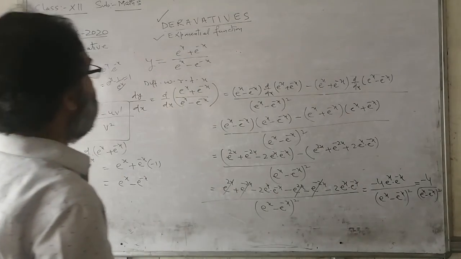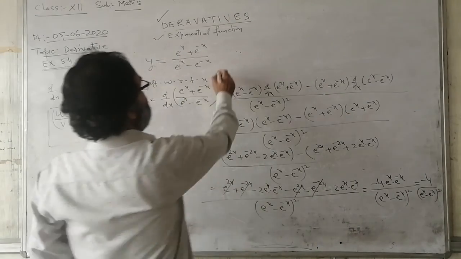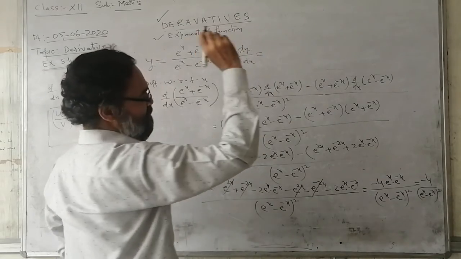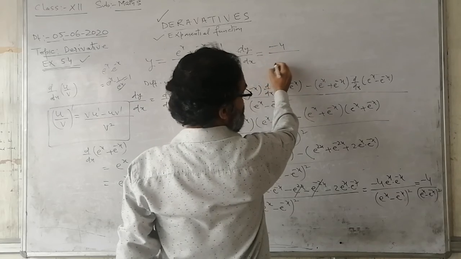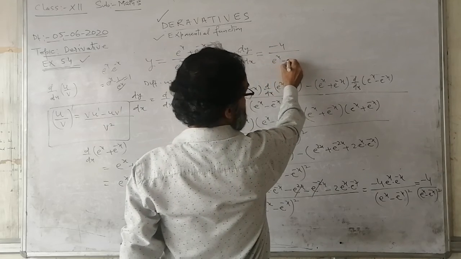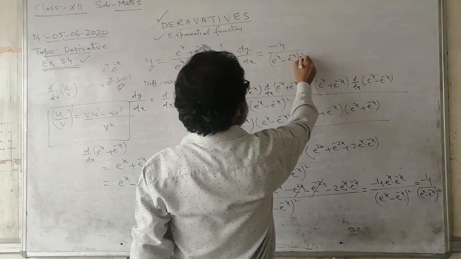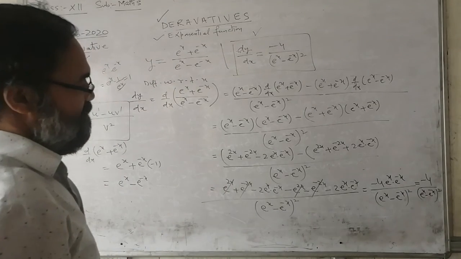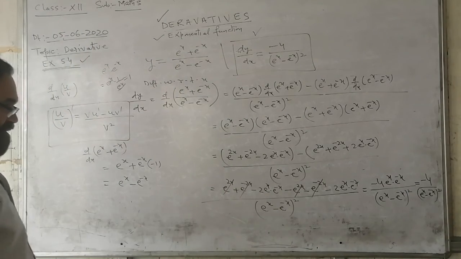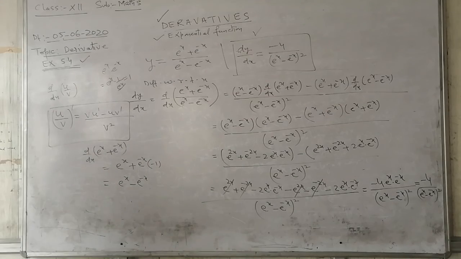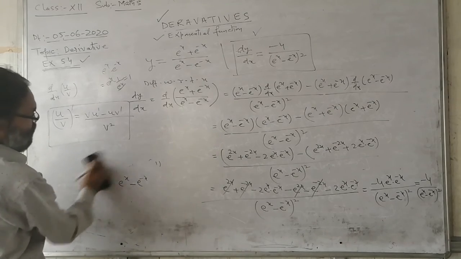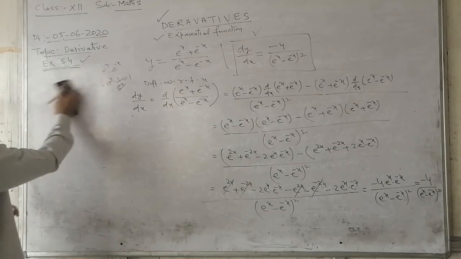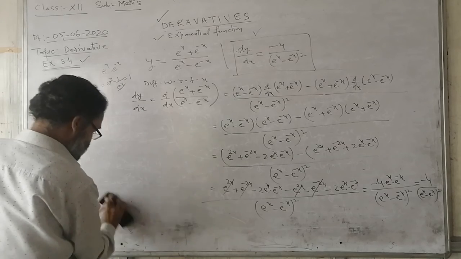So this is the value of the derivative of this function, that is dy/dx is finally equal to minus 4 upon (e^x + e^-x) whole square. So in this way the derivative of this exponential function is calculated. So today the derivative of exponential function is solved. These are the questions.